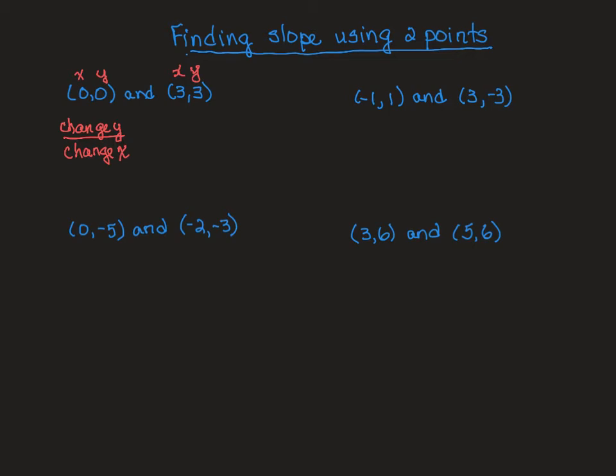Okay, so in these 2 points, I'm going to take the 3, the y, and I'm going to subtract 0. And I'm going to take the 3 and I'm going to subtract 0. And so this slope is going to be 3 over 3, which is 1. It has a slope of 1. That means as x increases, because it's positive, by 1, y increases by 1.